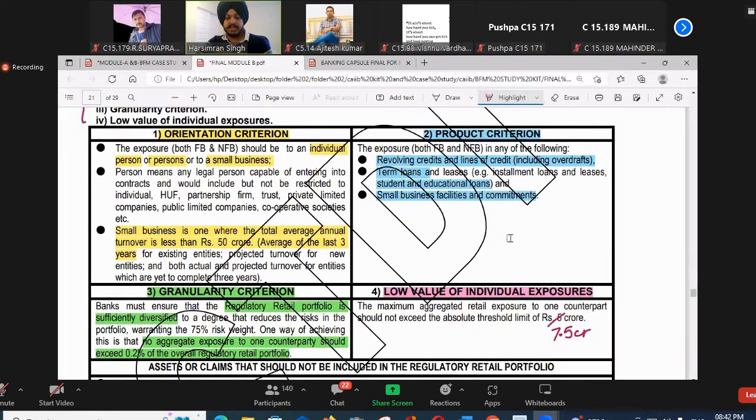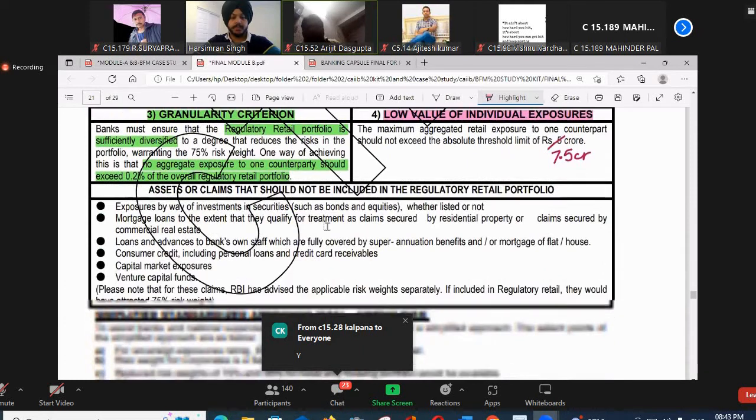So any asset which satisfies all these 4 criteria will be termed as retail advance or regulatory retail, and the risk weight will be 75%. Is that clear? Is it clear? Yes or no? Yes, sir. Next.